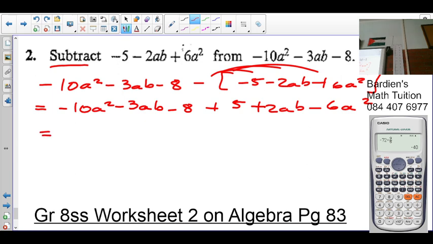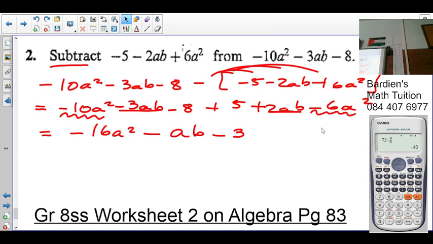What do we look for now? Like terms. So you got negative 10a squared minus 6a squared. Are the signs the same? So it's going to be negative. So we must add it. What's 10 plus 6? So it's going to be 16a squared. Negative 3ab plus 2ab is 1ab. 1 or negative 1? Negative 1ab, so it's negative ab. And what is negative 8 plus 5? Negative. You all okay with that? Is there any confusion?